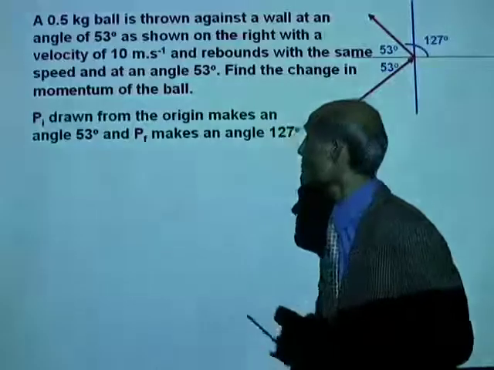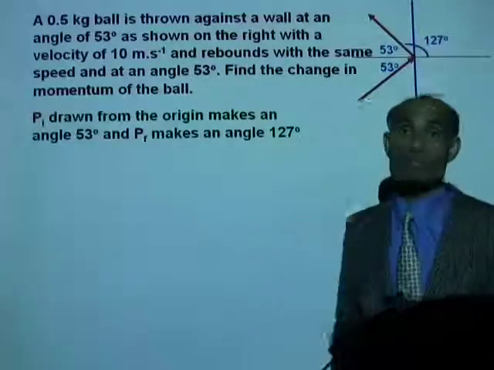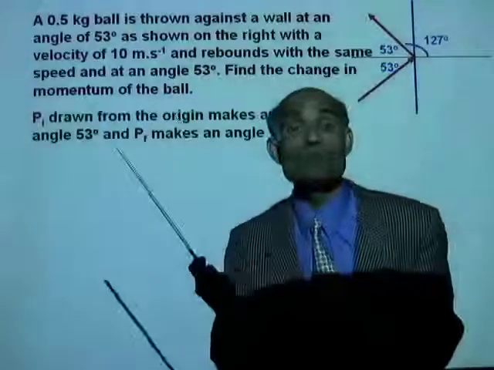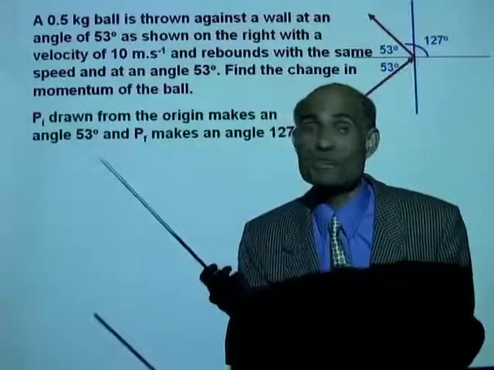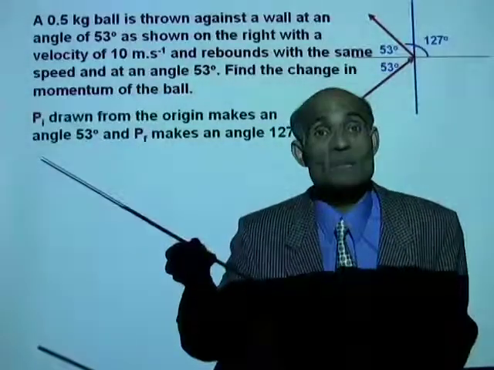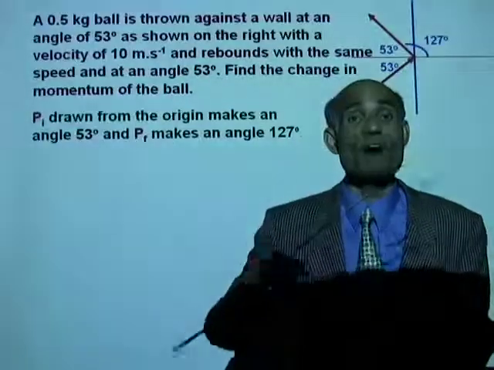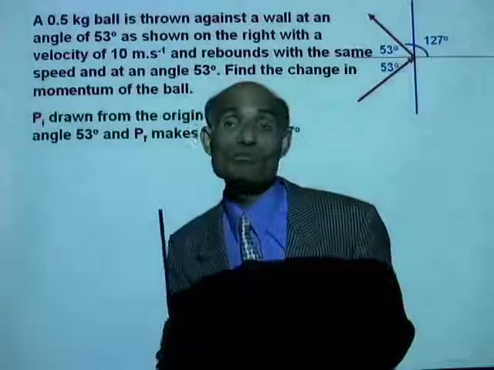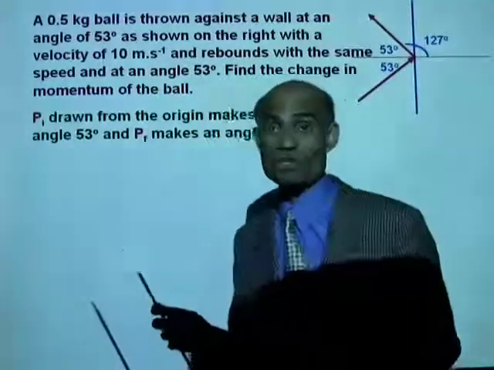Pi drawn from the origin. Now, this problem can be made simpler by drawing both vectors. What are the two vectors? The initial momentum vector and the final momentum vector.